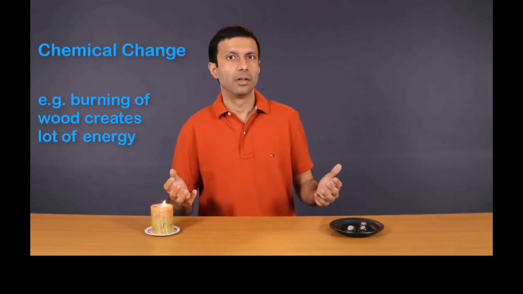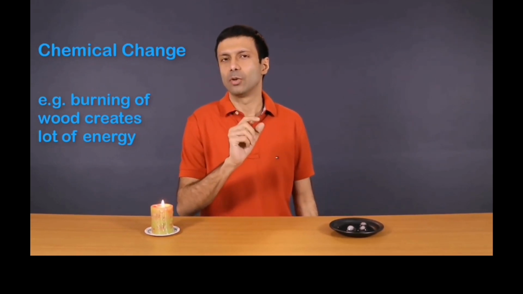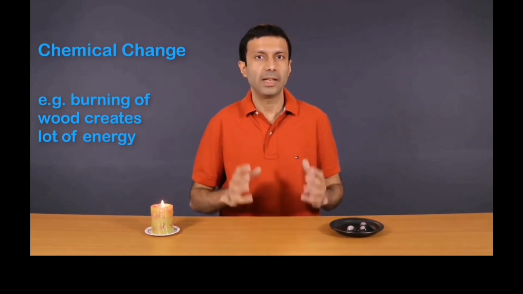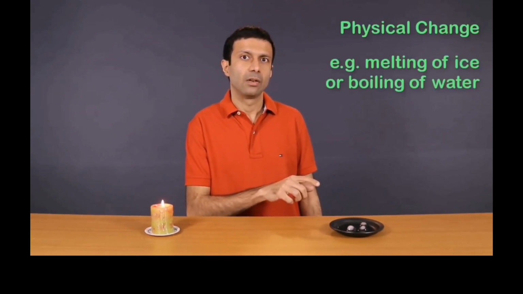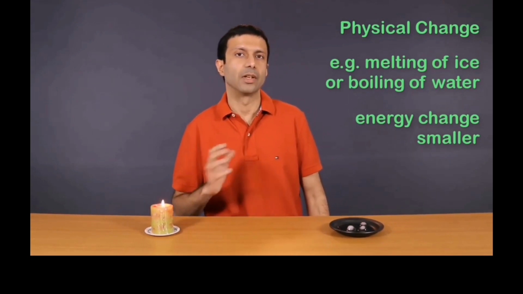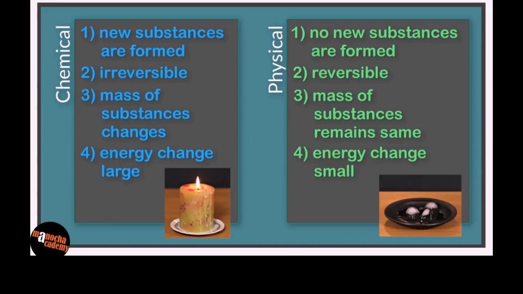For example, when you burn wood, you start the reaction with a small matchstick, so with a little amount of energy. But then we end up with a lot of energy in the form of heat and light. Now if you compare that to a physical change like melting of ice or boiling of water, energy is absorbed there, but it's much smaller compared to chemical changes. Let's pin the last two differences between physical and chemical changes on our concept board.